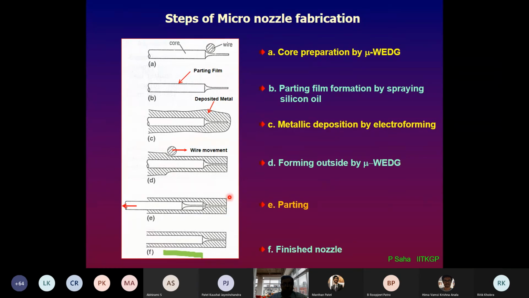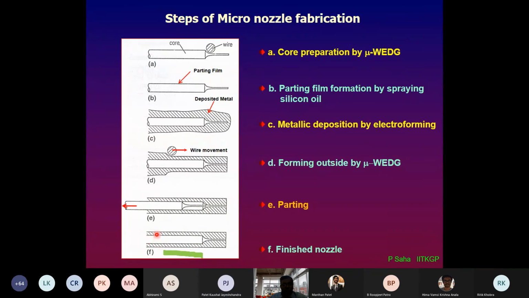Okay, now what do we do? Until then, inside we have these inert portions. The silicone oil is the parting layer. Now we take this and throw these things out. So what is left? Internally we are left with the finished nozzles, which will be like this.